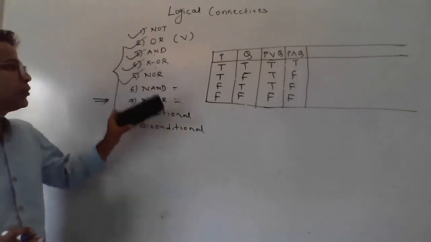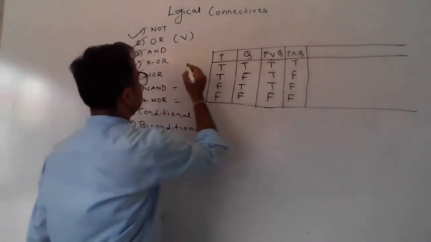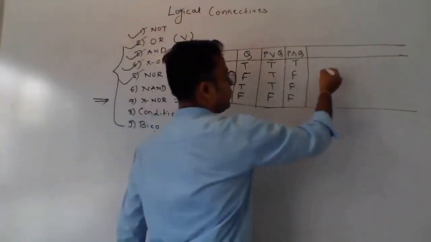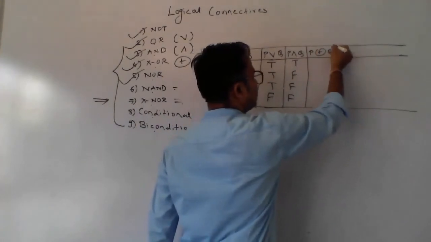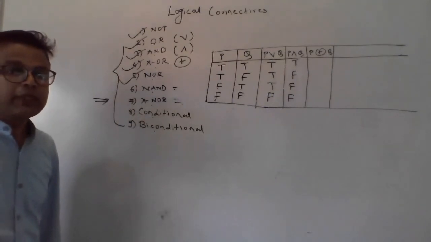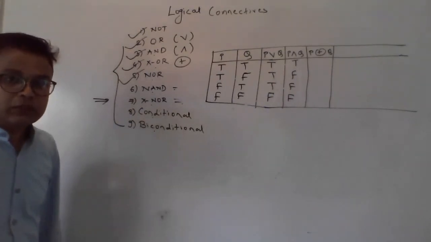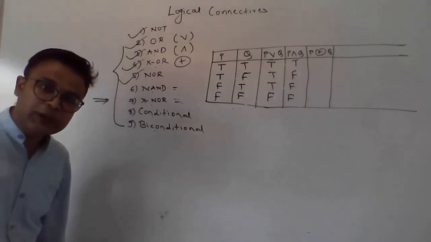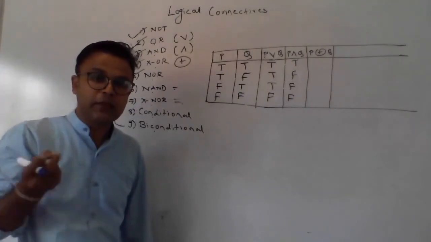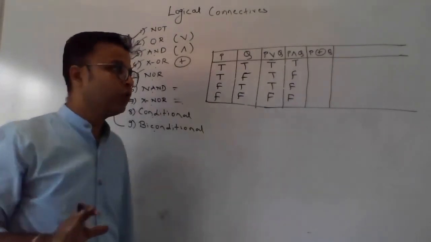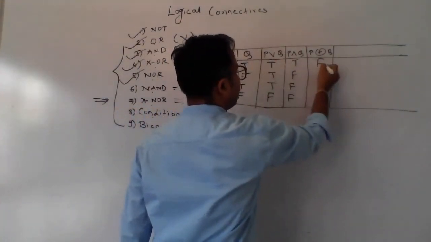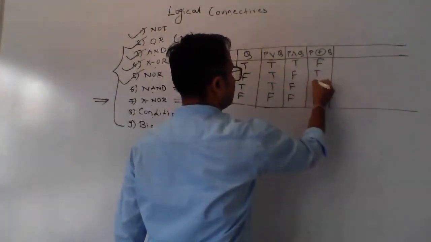The next one that we have seen is XOR. AND is denoted like this. XOR is denoted by encircled plus. So P XOR Q. What is the truth table of P XOR Q? P XOR Q is false whenever both the statements are same. It means in case of T and T, and in case of F and F it is false, otherwise it is true.